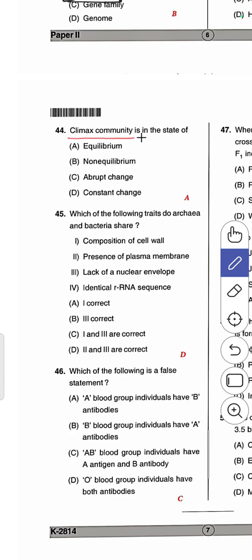The climax community is the state of equilibrium or saturation. So A is the right answer for this question.